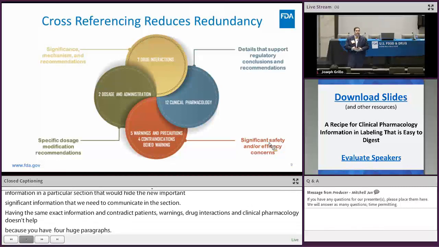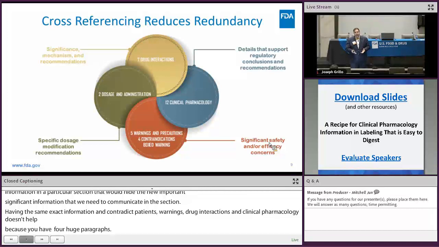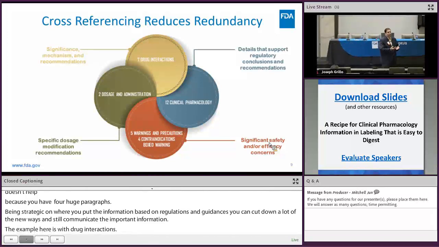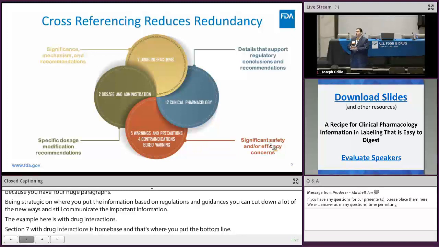So the example here is just with drug interactions. So Section 7 for drug interactions would be sort of home base. That's kind of where you put the bottom line. That's where the totality of evidence is considered, and ultimately we say, this is a clinically significant drug interaction, this is what you need to do about it. If you want to know more information about, well, gee, why is it clinically significant? Well, you can go to the clinical pharmacology section. There's a reference there. You'll see the study results. You'll see the magnitude of change.